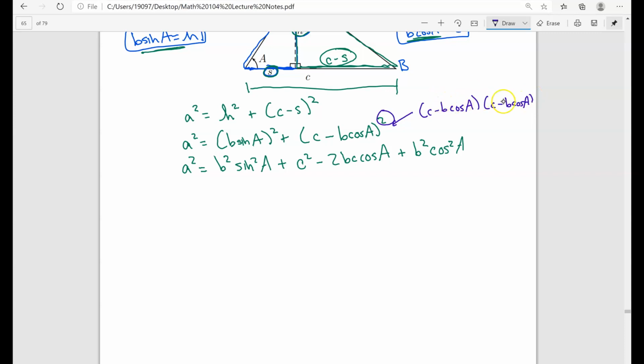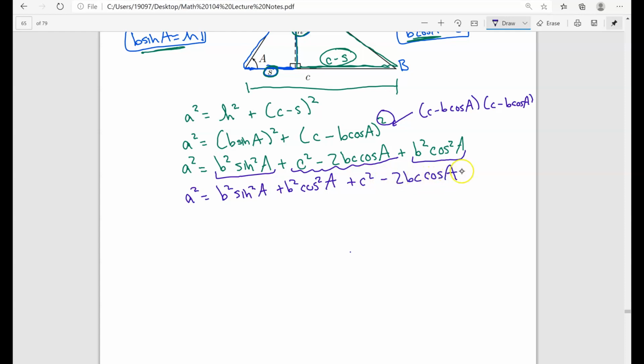Okay, so when you FOIL all that out, this is basically what you end up getting. So what I'm going to do now is combine these two together. So I'm going to have a squared is equal to b squared sine squared A, plus b squared cosine squared A. And then you have these left over, which is going to be plus c squared minus 2bc cosine of A.